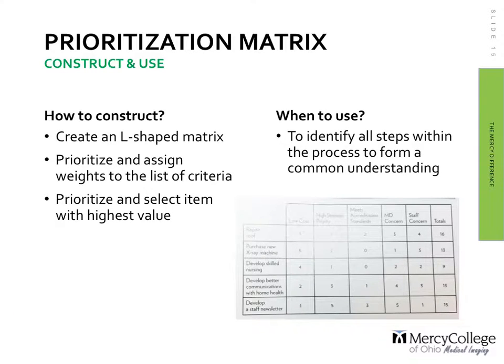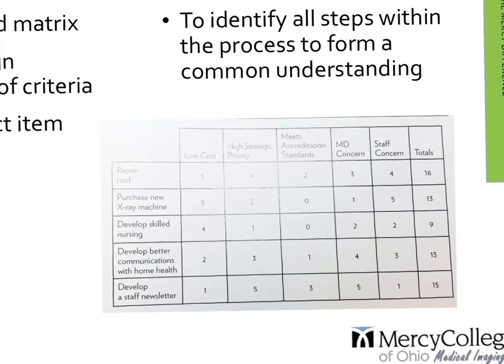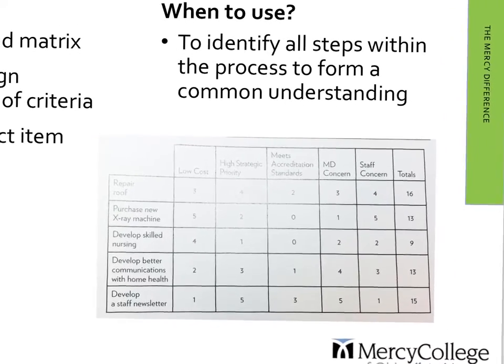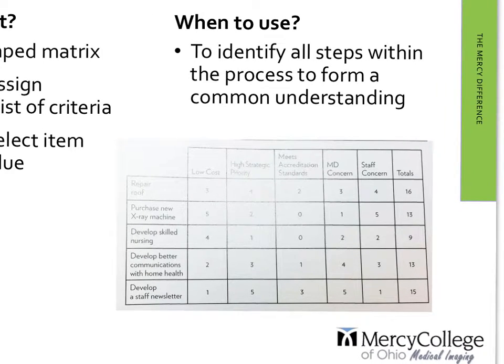Prioritization matrix. Absolutely love this because I think it creates the most objective type of tool. In this case, what's being created is what's called an L-shaped matrix. So you basically have a vertical column and a horizontal row of categories. So it's a way of prioritizing and assigning the highest value in a very objective manner. So that way you're not, quote unquote, pulling things just to do things, or you basically have some reason behind what you're actually doing.